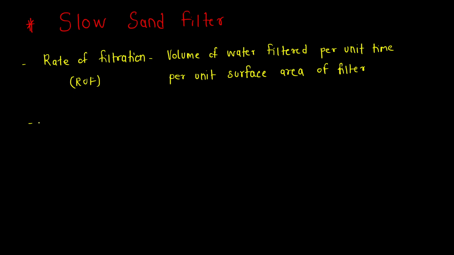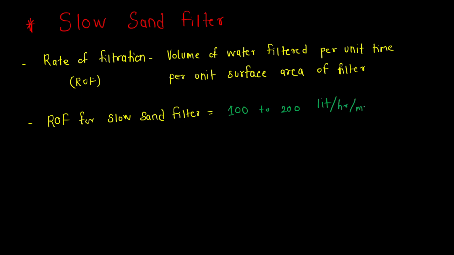Now for this slow sand filter, what is the value of the rate of filtration? The values which we are going to write for the slow sand filter are very important, so you have to learn those values by heart. It is 100 to 200 liters per hour per meter square. So this is the rate of filtration of slow sand filter.